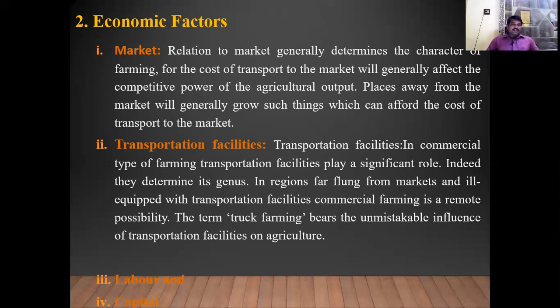2. The transportation facilities. Transportation facilities in commercial type of farming play a significant role. Indeed, they determine its genius. In regions far flung from markets and ill-equipped with transportation facilities, commercial farming is a remote possibility. The term truck farming bears the unmistakable influence of transportation facilities on agricultural development.